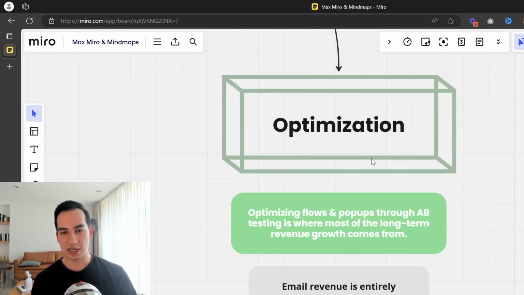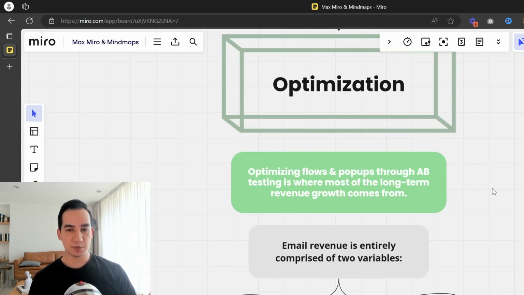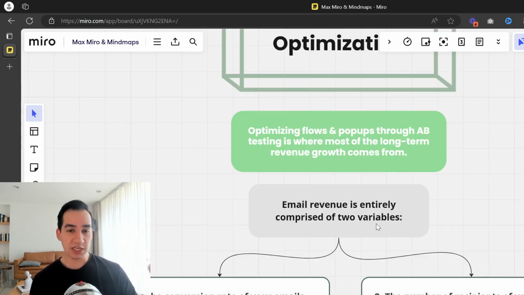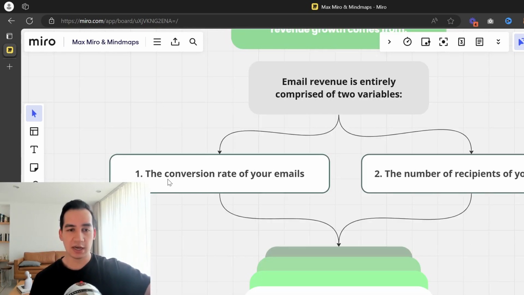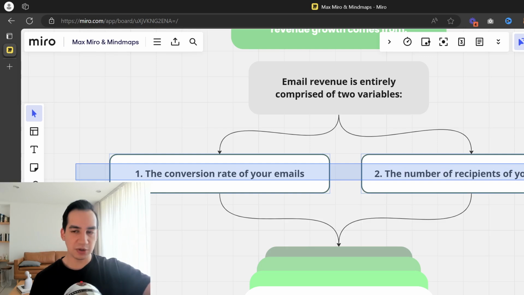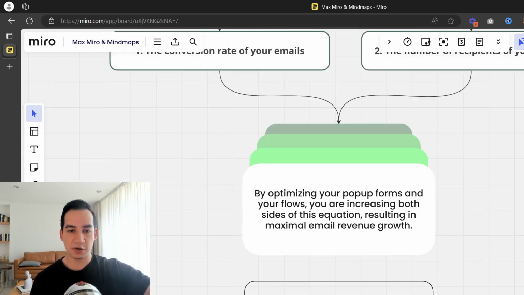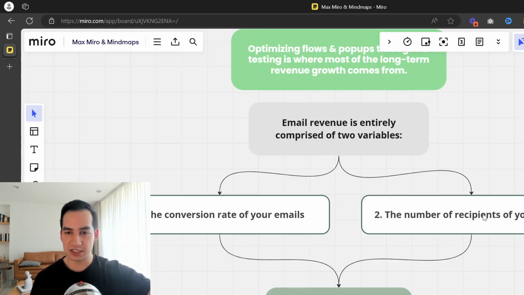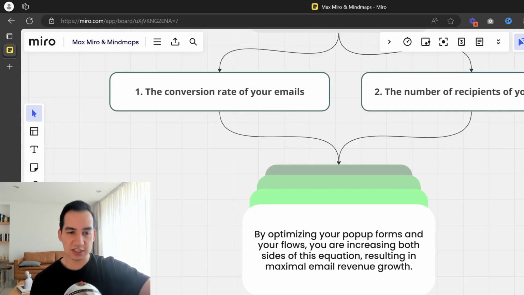Last part of the equation here: optimization. This one is highly overlooked. Optimizing flows and pop-ups through A/B testing is where most of the long-term revenue growth comes from. Email revenue is entirely comprised of two variables. Number one, the conversion rate of your emails, and number two, the number of recipients of your emails. So you focus on both of these. This is how you improve your email revenue. By optimizing your pop-up forms and your flows, you are increasing both sides of this equation, resulting in maximal email revenue growth because you have more people opting into your list and a higher percentage of people who opt in are becoming customers over time.